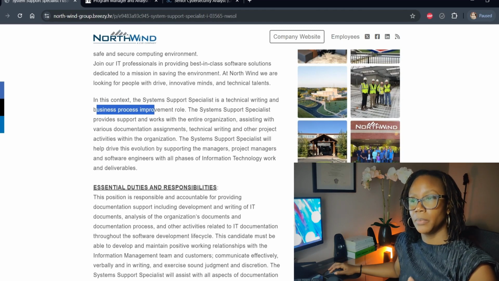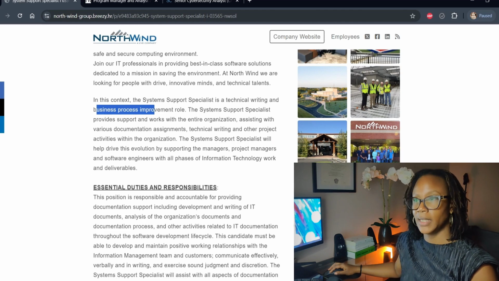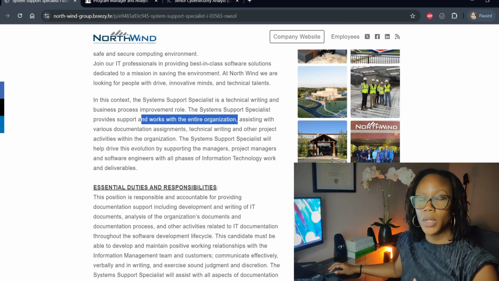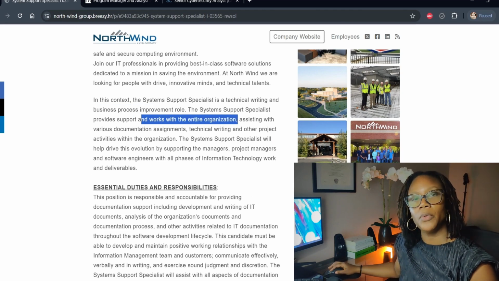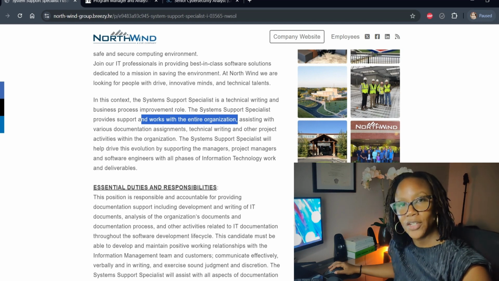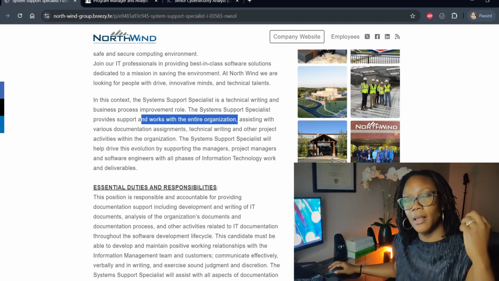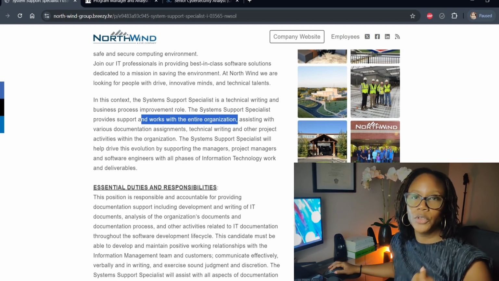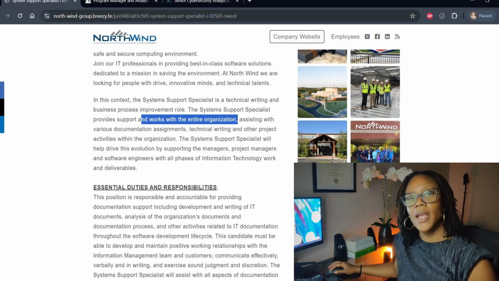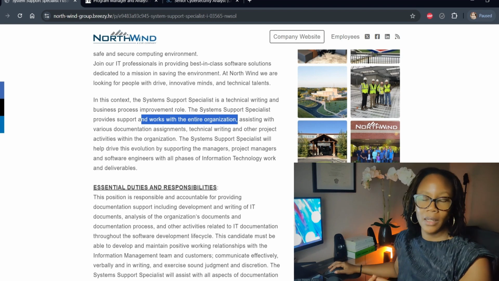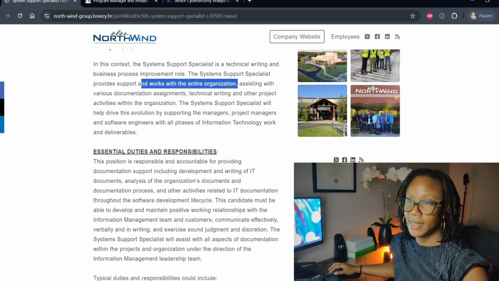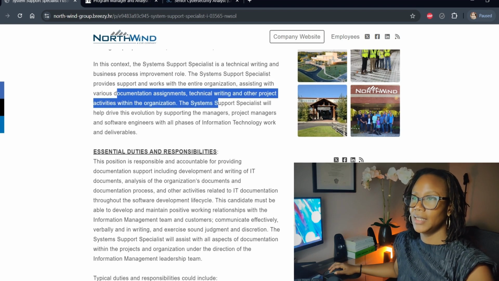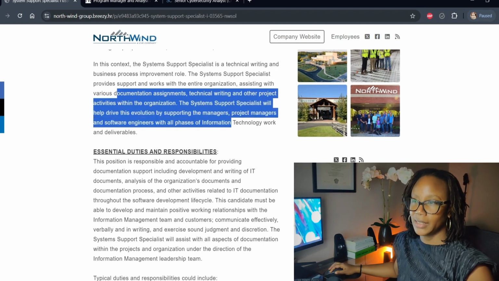You will be supporting and working with the entire organization, which is great because you will want to be working with people across the agency at different levels to expand your networking options. And that's going to help strengthen your future as you're making those critical networking relationships. You're going to be assisting with the documentation, the technical writing, and the project activities.